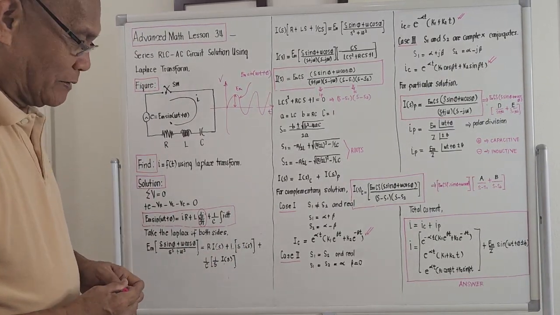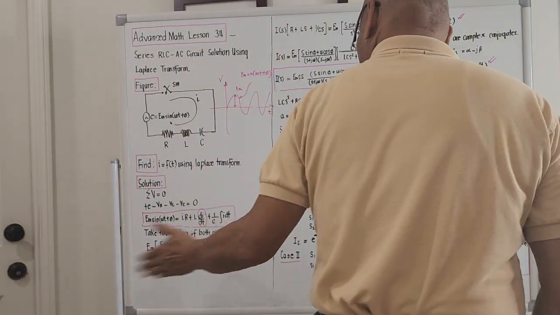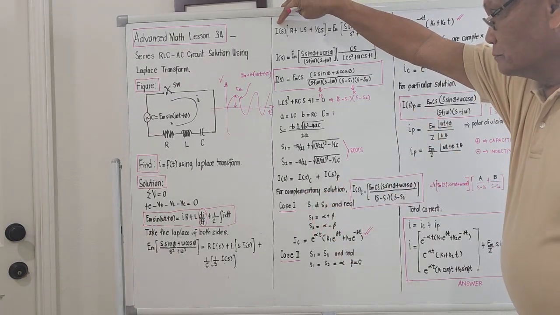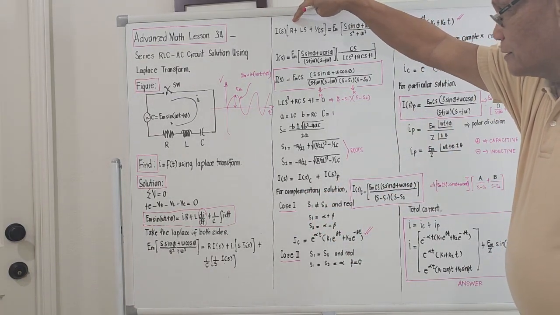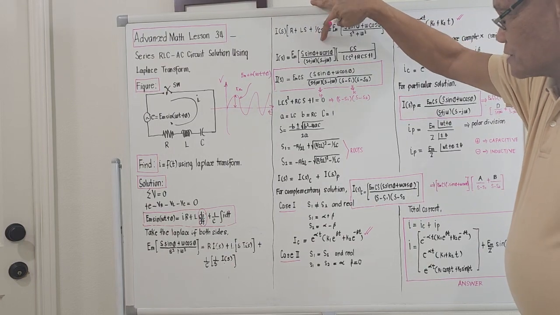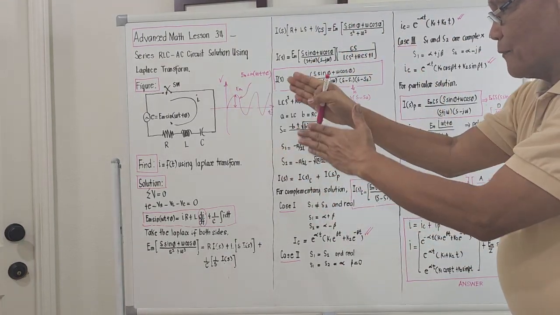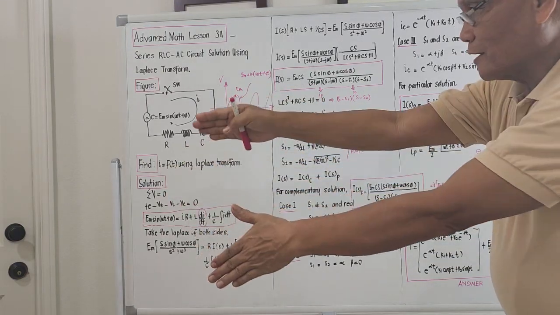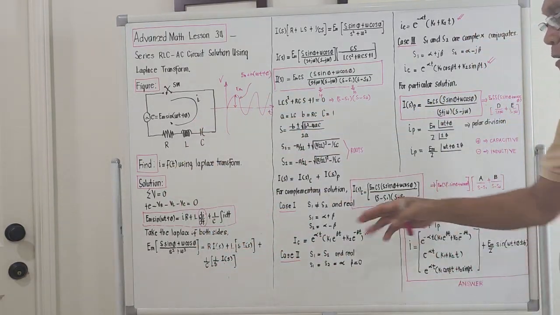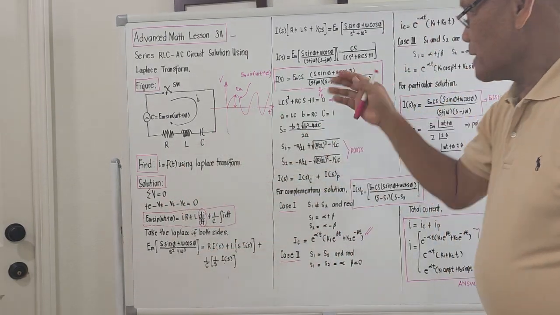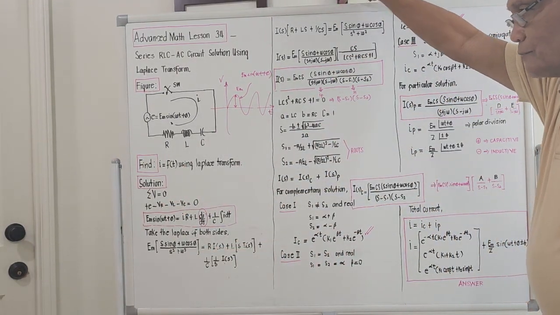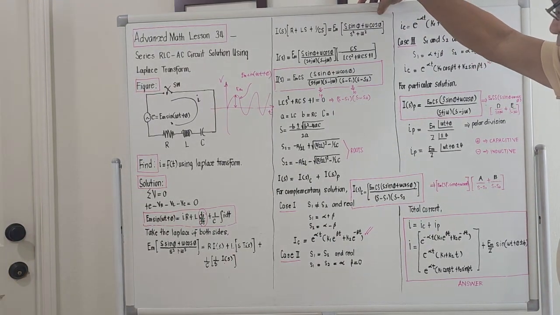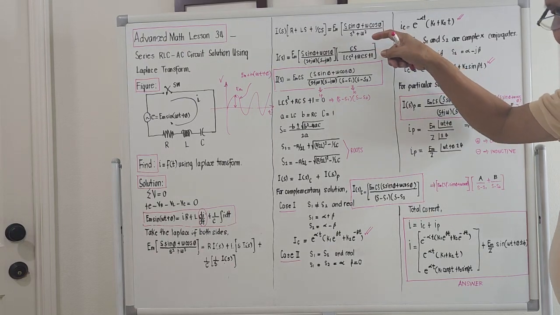So simplifying this, all the terms on the right have an I as a function of S, right? So we factor it out, times the quantity R plus LS plus 1 over CS. That's the simplification of the right hand side, but we put it on the left. And this should be equal to, for the left hand side, we put it on the right, E sub m times the quantity S sine of angle phi plus omega cosine of angle phi, all over S squared plus omega squared.